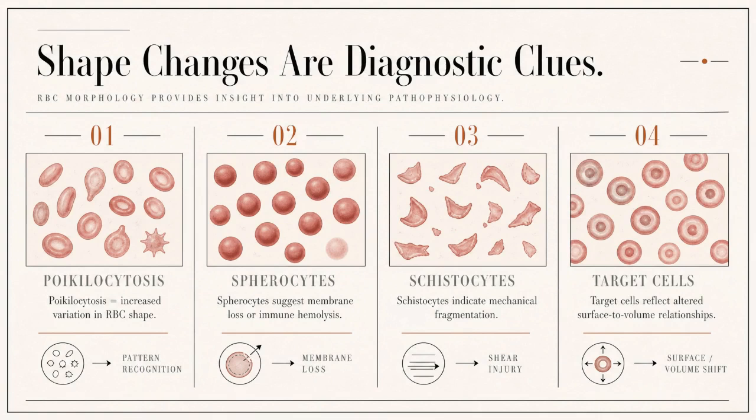The goal here is to move beyond just naming the shape. We want to understand why that shape formed. If you can explain the mechanism behind the shape, you're much better equipped to interpret it correctly in a clinical context. Next, we'll focus specifically on schistocytes and their clinical significance.